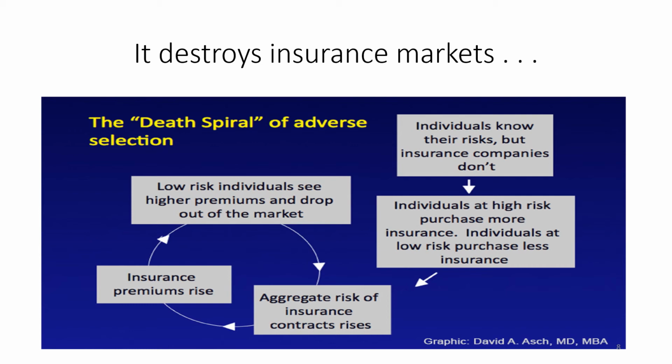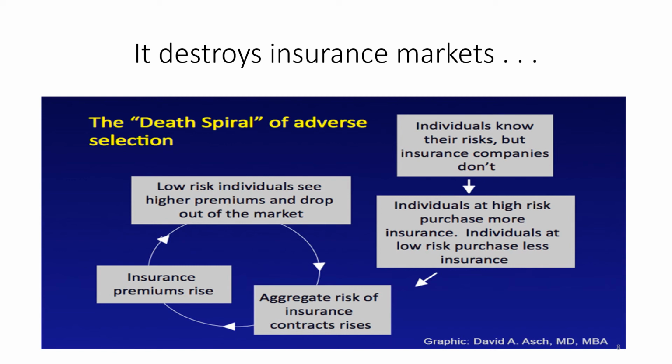All right, so here we start. Individuals know their risks, but insurance companies don't. That's the asymmetric information problem. That creates adverse selection. Individuals at high risk purchase more insurance. Individuals at low risk purchase less insurance. That means overall, the people who are insured create a higher risk for the insurance company.